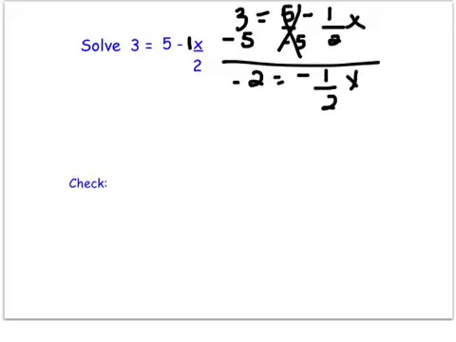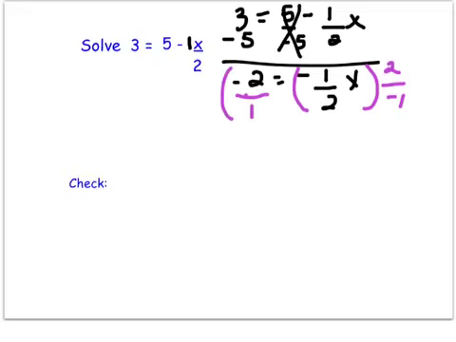Okay, so now I know I have a fraction, so what do I have to do? I have to flip it, exactly. So I'm going to multiply both sides by 2 over negative 1. Whatever I do to one side, I must do to the other. If I look at this negative 2, how can I turn this into a fraction? I'm going to put it over 1.